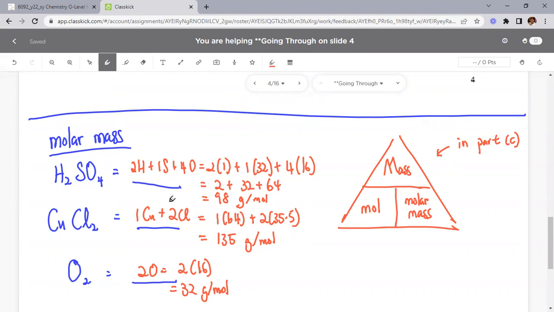Okay, actually we have applied this triangle here. We're going to be using this triangle quite a fair bit. Knowing how to calculate molar mass helps you to get this part of the triangle. Then knowing the relationship between mass, mole and molar mass will help you find the equation that you need to know.